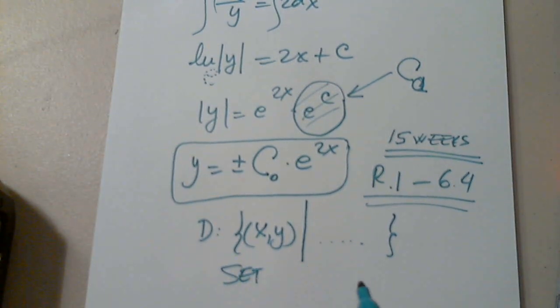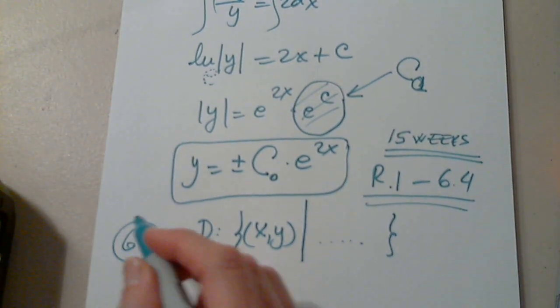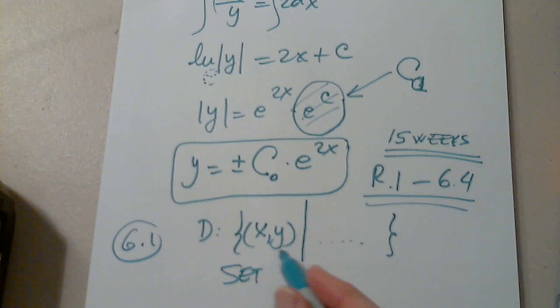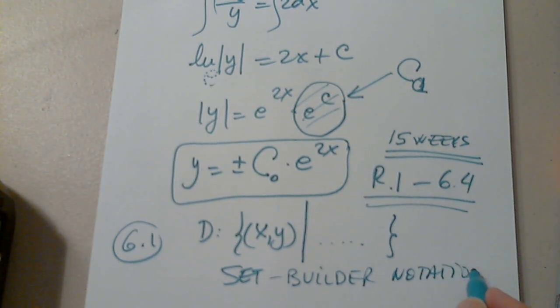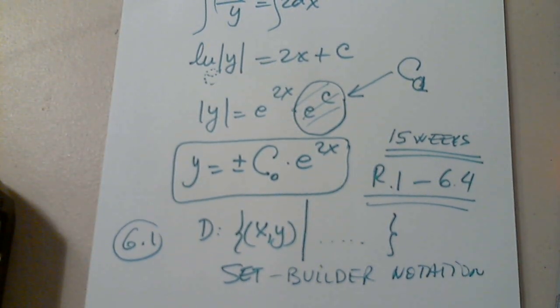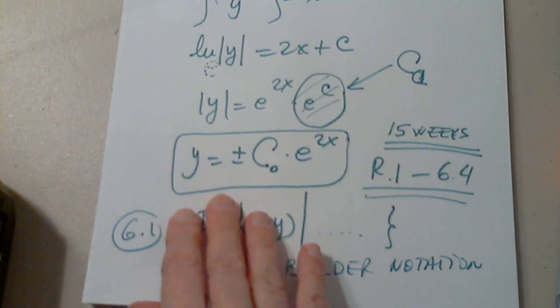What chapter and what section was this on? 6.1, when we started talking about functions of multiple variables. So this is set builder notation. So for this, like if you have a rational function.